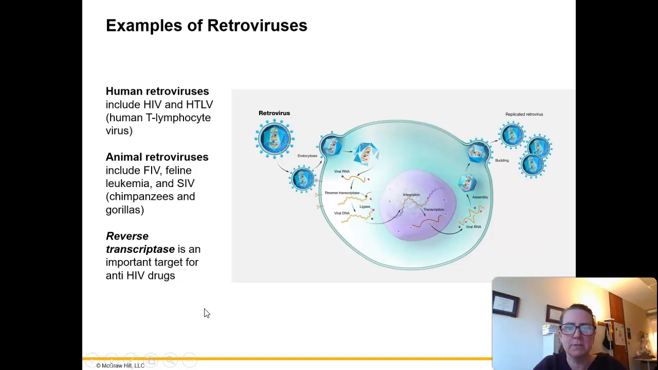Okay, so some examples of retroviruses include HIV, and a lesser known, but it's definitely in the population, the human T lymphocyte virus. And then we have retroviruses of other animals, including feline leukemia, you might have heard that one, and SIV, which is another immunodeficiency virus, but in chimpanzees and gorillas.